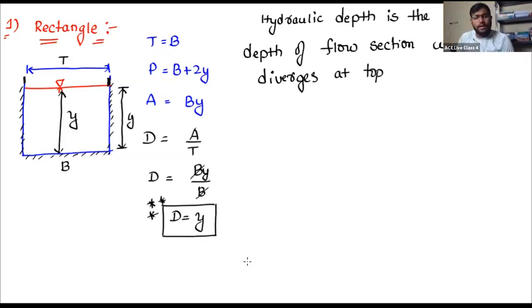Sir, okay, fine, for a rectangle you said like that. If I give you a triangle, for example, if this is a triangle, then what is the average depth? See, I told you the depth of flow section means from the top point to the bottommost point.